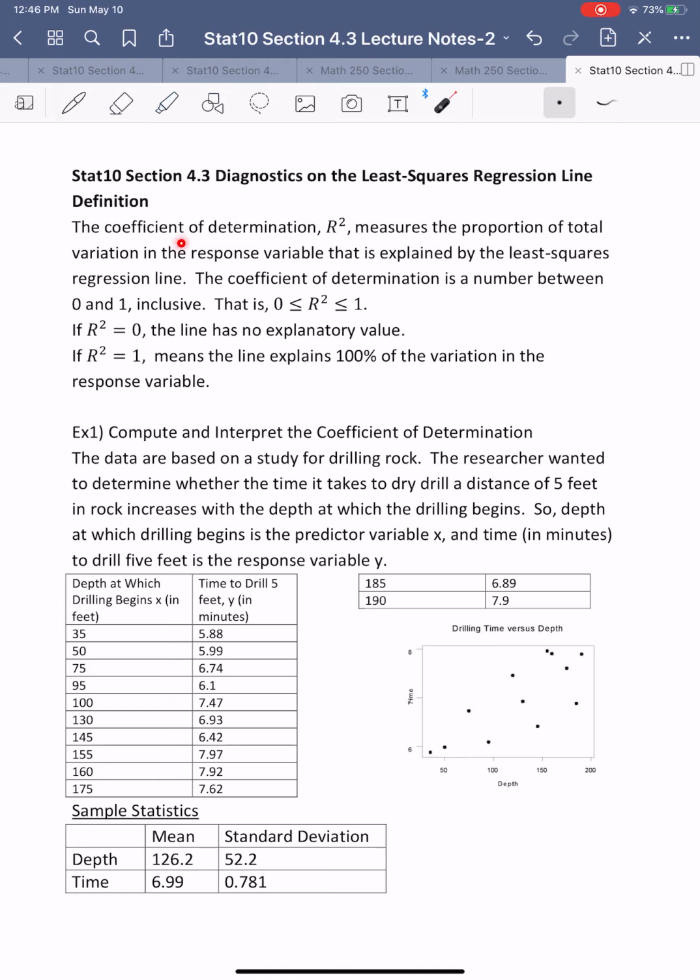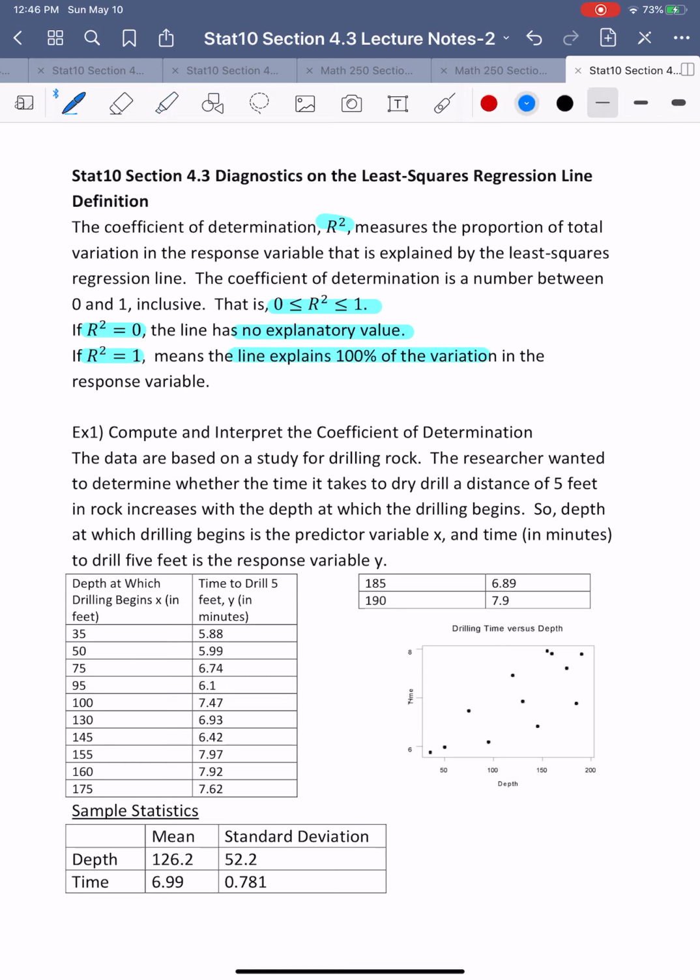The coefficient of determination, R squared, measures the proportion of the total variation in the response variable that is explained by the least squares regression line. The coefficient of determination is a number between 0 and 1. If R squared equals 0, then the line has no explanatory value. R squared of 1 means that the line explains 100% of the variation of the response variable.